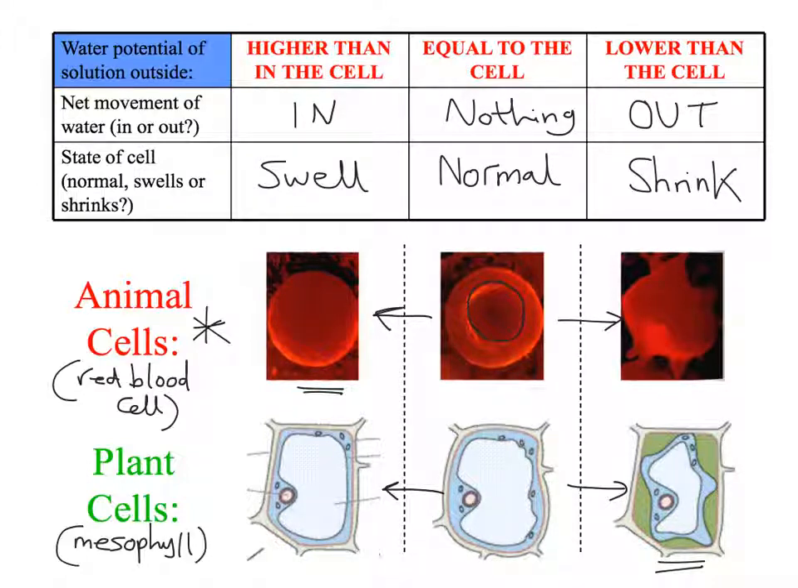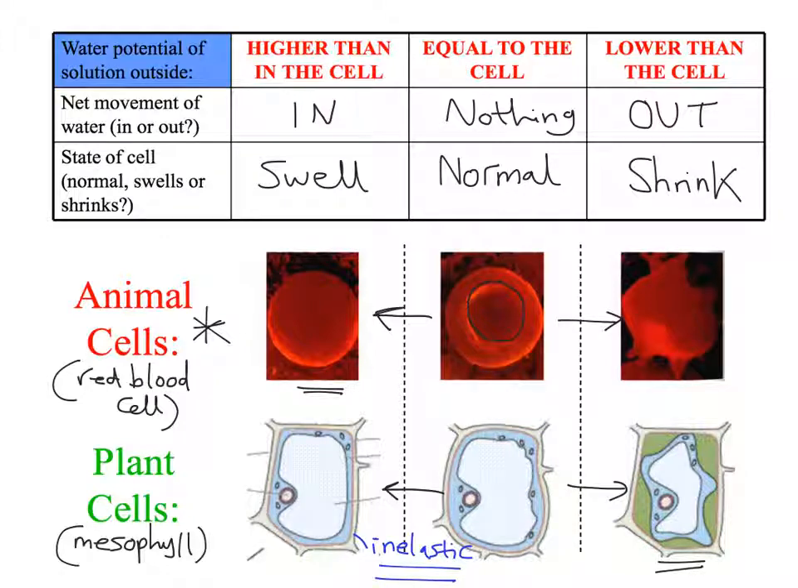Now, plant cells don't burst when water comes into them. That's because water pushes against the cell wall, which is classed as inelastic. So we're just going to add a few notes here. This cell wall, we describe as being inelastic, as you might suggest, as in not very elastic, not very stretchy.